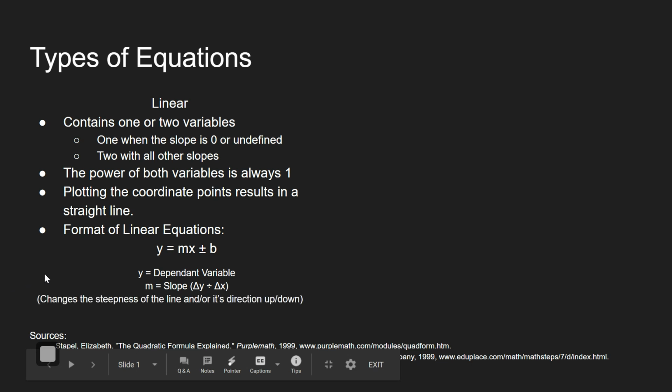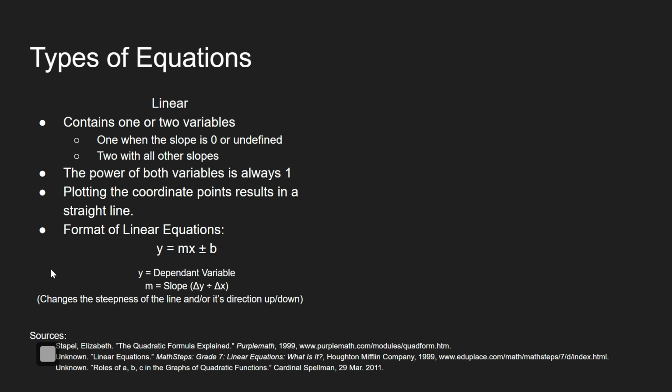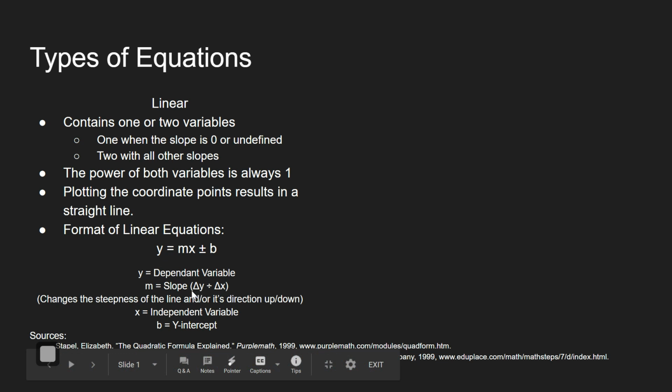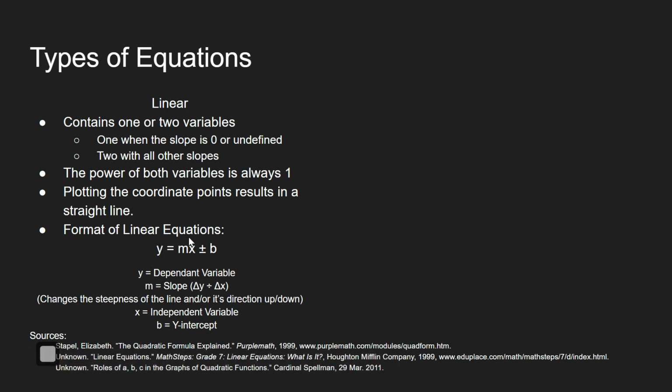The slope changes the steepness of the line and/or its direction, either up or down, depending on if it's positive or negative. X is our independent variable, and b is our y-intercept. Plus or minus is here because a y-intercept can either be positive, plus b, or negative, minus b.